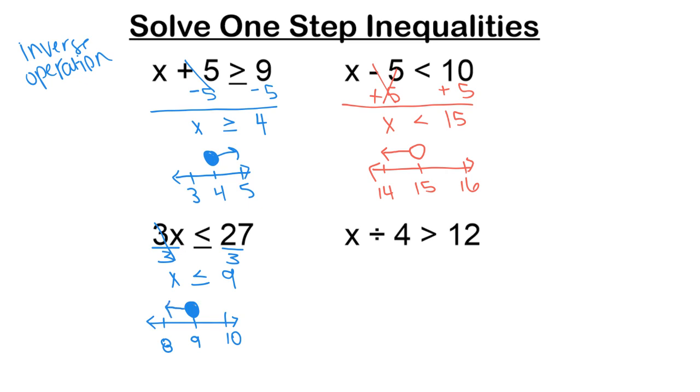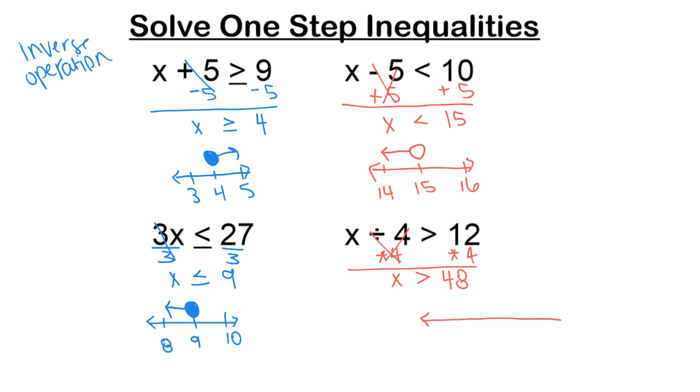The last example we have, we see division, so the opposite of division is multiplication. So I'm just going to multiply both sides by 4. Divide by 4 times 4 are inverses, so those cancel out. So all that's left is x, keeping the greater than symbol, and then 12 times 4 is 48.